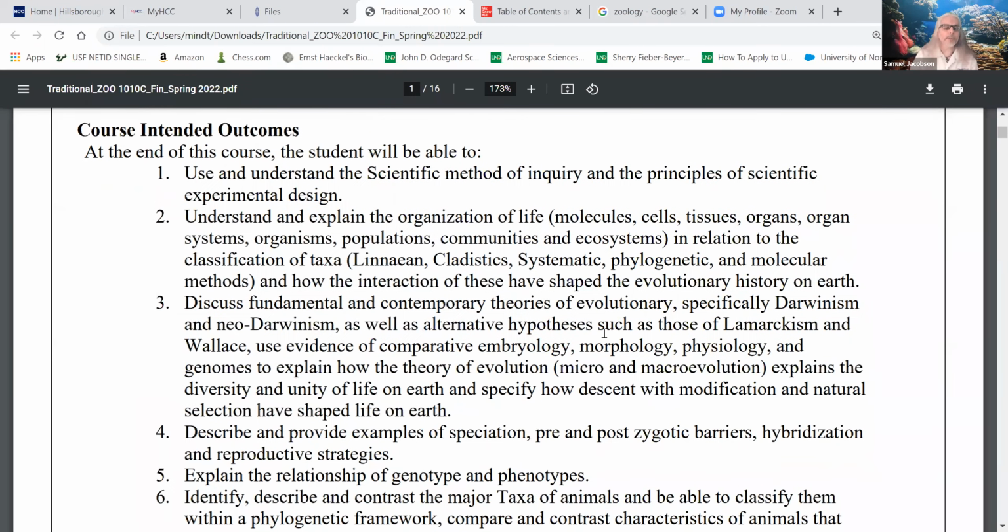So the course intended outcomes. This is what the course is about, what you should talk about in the course, that kind of idea.